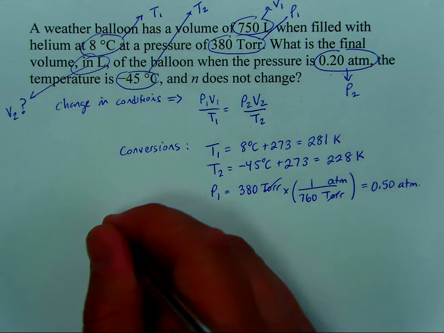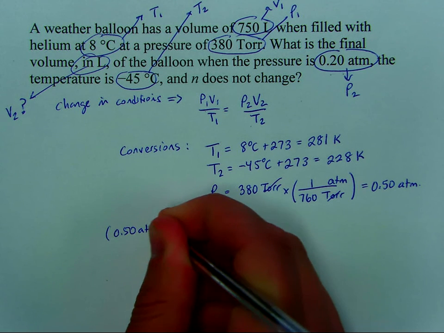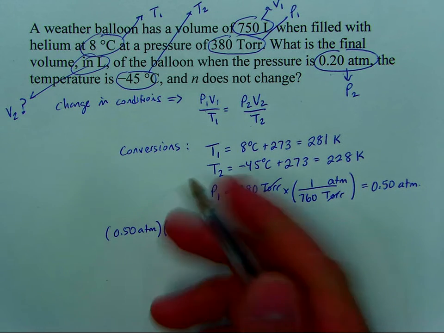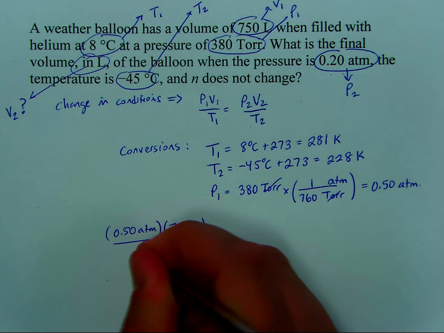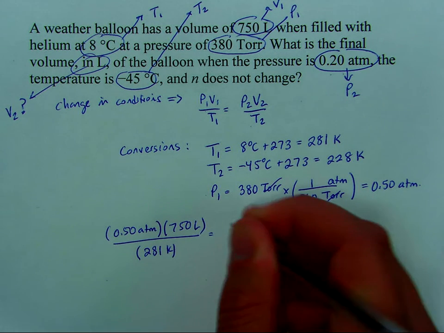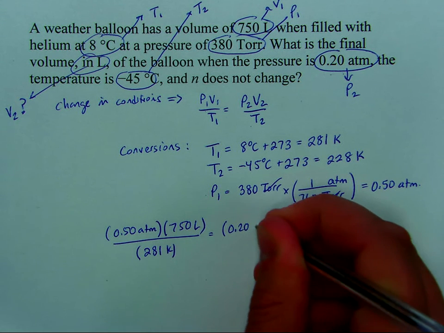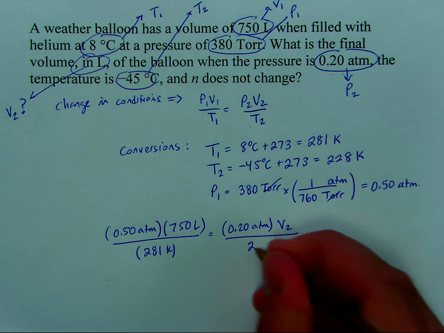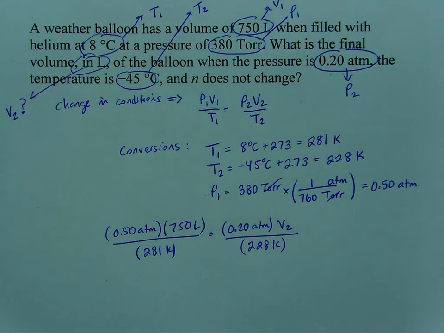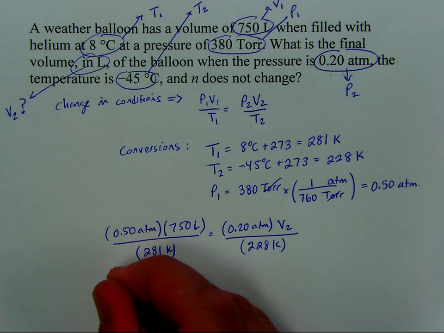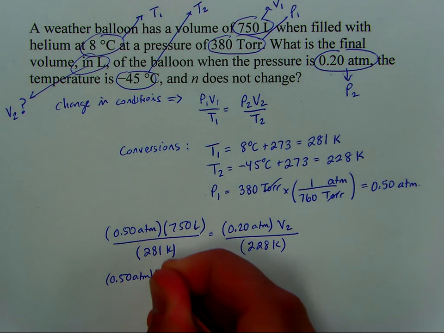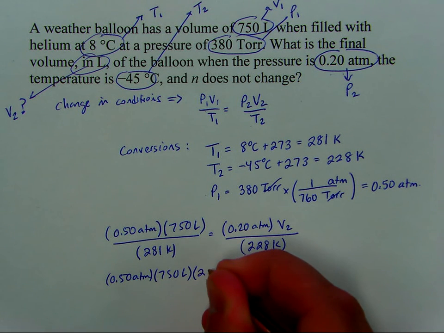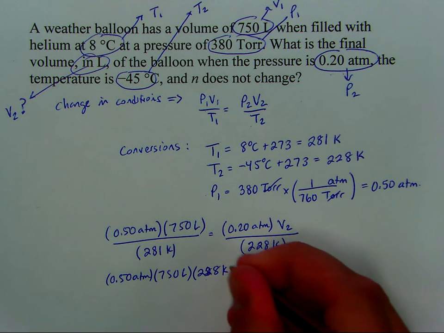So let's plug it all in. P1, 0.50 atmospheres. V1, 750 liters. Over T1, which is 281 Kelvin, is equal to P2, 0.20 atmospheres. We don't know V2, so I'm going to leave it as V2. And T2 is 228 Kelvin. We can rearrange this and solve for V2. I'm going to multiply both sides by this to move it into the top, and divide both sides by this to move it into the bottom. So that will look like this here, 228 Kelvin.